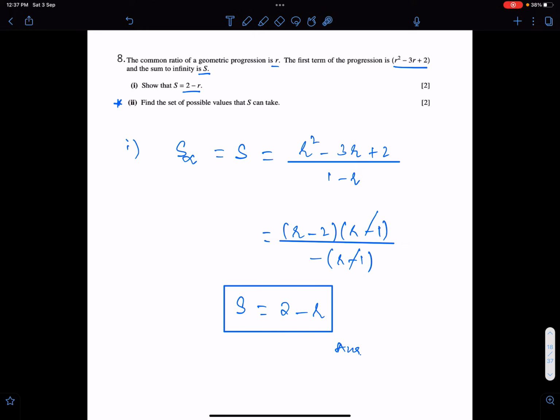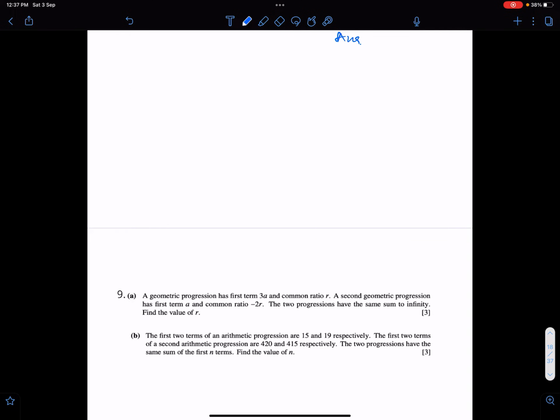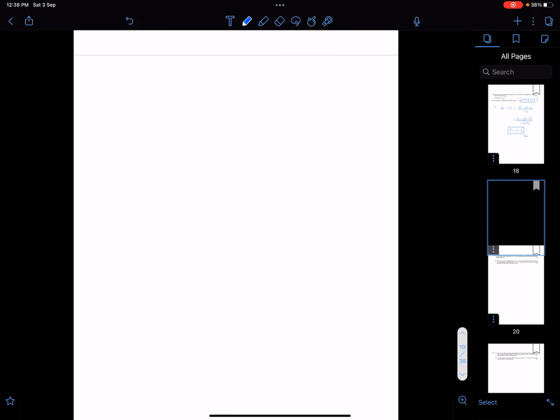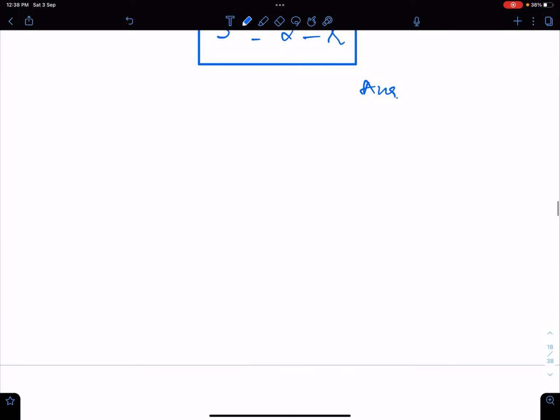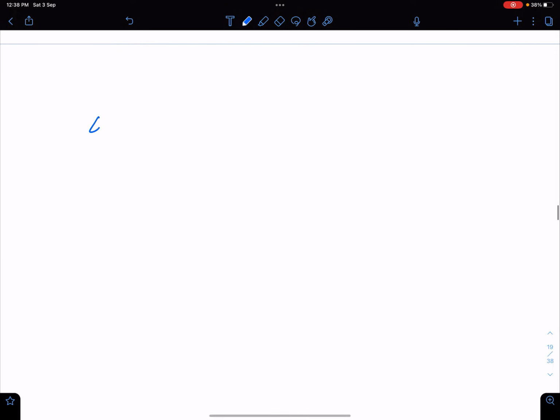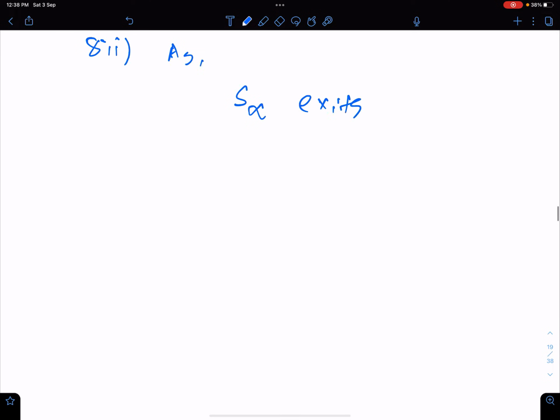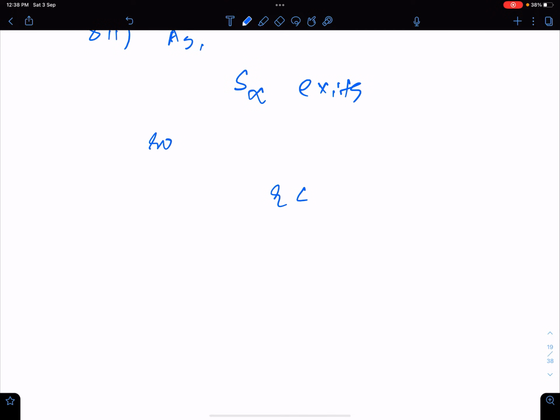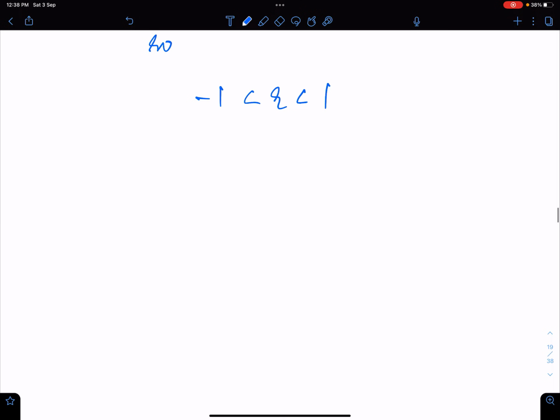Now, this is very important. Set of possible values S can take. Since S means sum to infinity, and sum to infinity only exists when r lies between these two, by using this inequality we can get the values of S. This is part 2. As S infinity exists, r lies between these two.